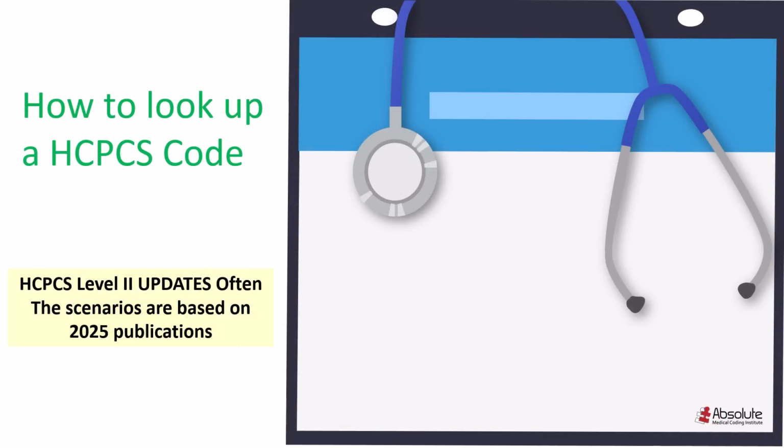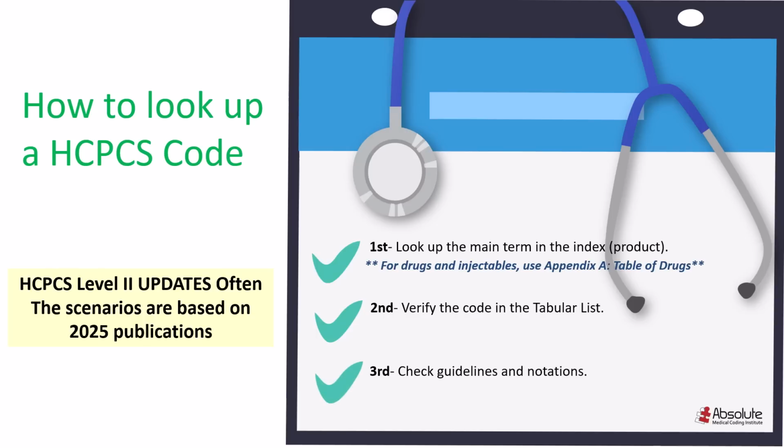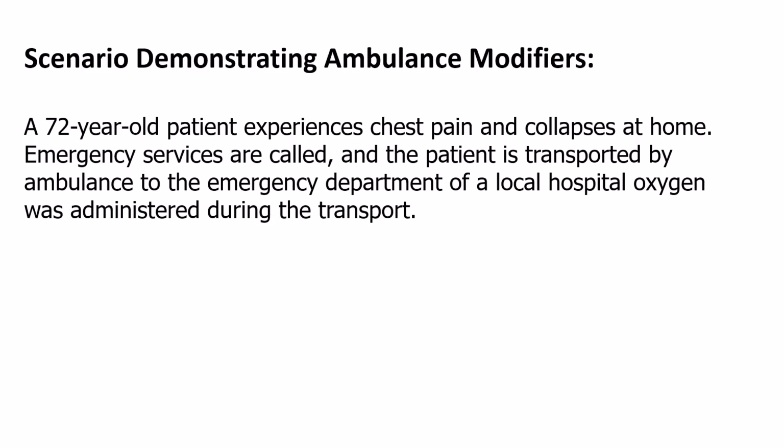All right, so this is basically how you look up a HCPCS Level 2 code. Number one, you look up the main term in the index. That's the front of the manual. Number two, you verify that code in the tabular list. Number three, check your guidelines and read your notations. Simple enough, right? All right, so now we're going to look up an ambulance scenario. We're going to do an ambulance scenario, look up an ambulance code. Let's go. We're going to do it together.